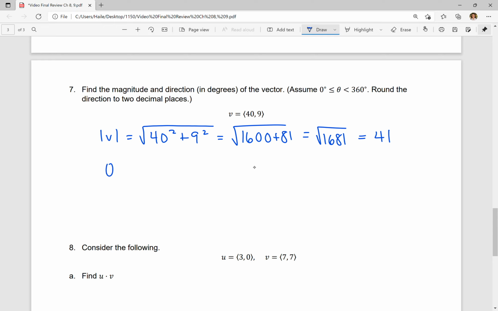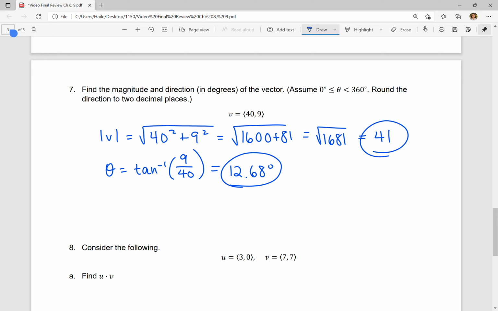And then the direction, we're going to use the tangent inverse formula again. So we'll have tangent inverse of 9 divided by 40. And here you can jump straight to using your calculator, and you should get 12.68 degrees as long as your calculator is in the right mode. So just make sure that it's in degree mode.